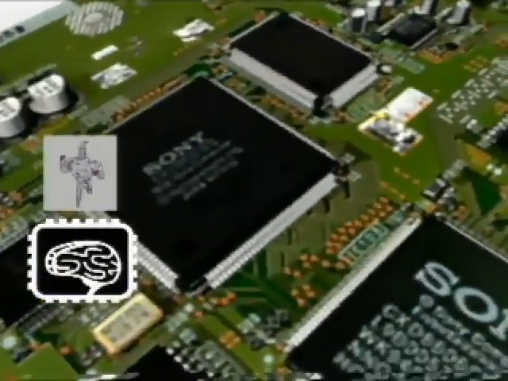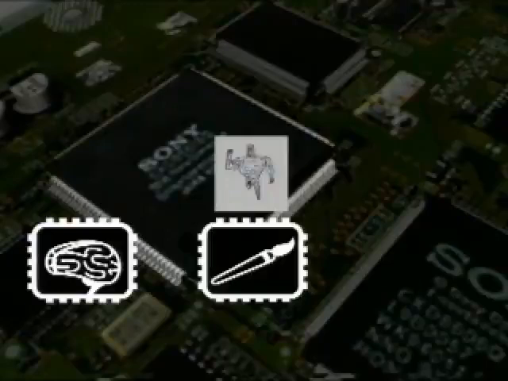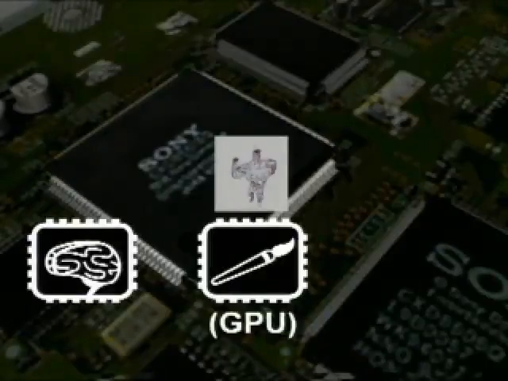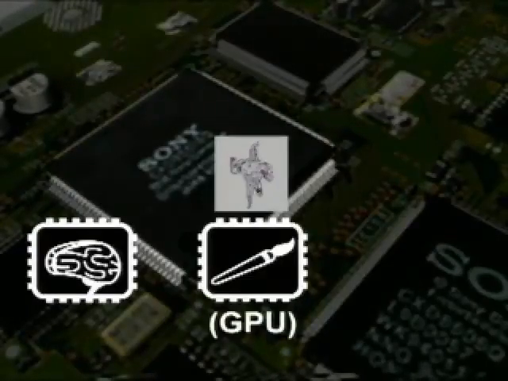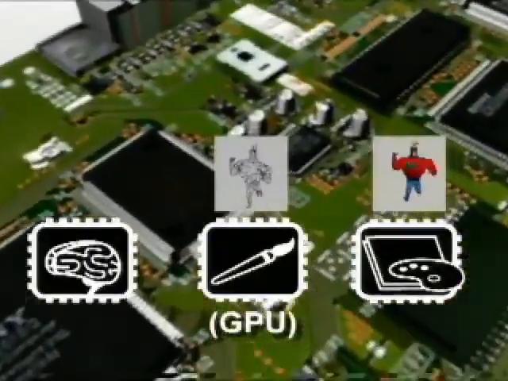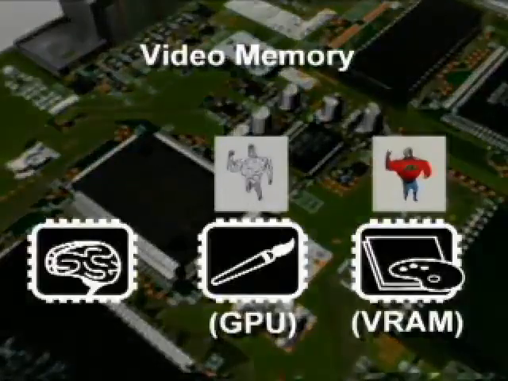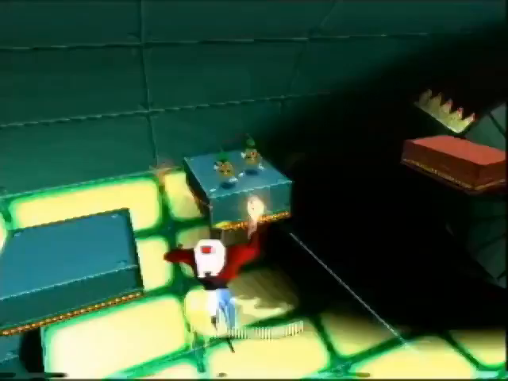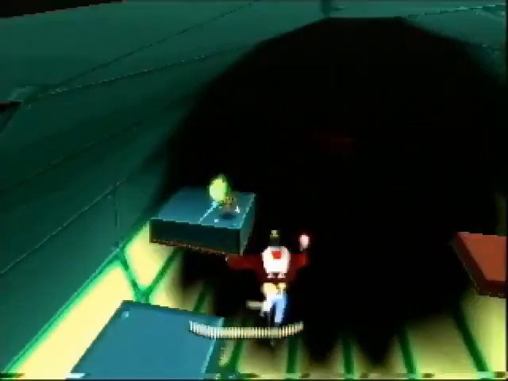The math brain produces a sketch of 2D data, which it hands off to the artist, another name for the graphics processing unit. The artist paints in the sketch. To have room to work, the artist gets color and texture from a palette and builds the actual image on a canvas. The palette and canvas are in a 4th chip called the video memory. From the canvas, the image is projected on your TV.